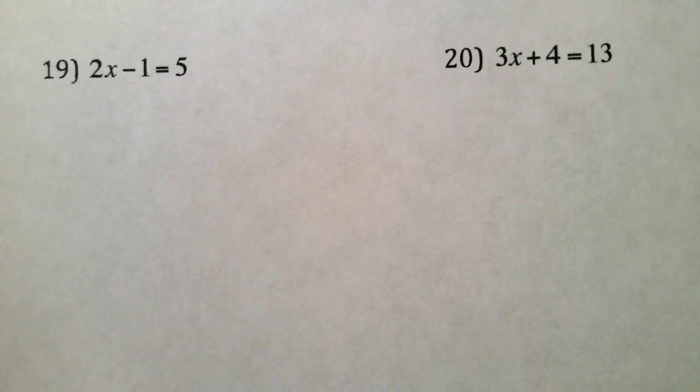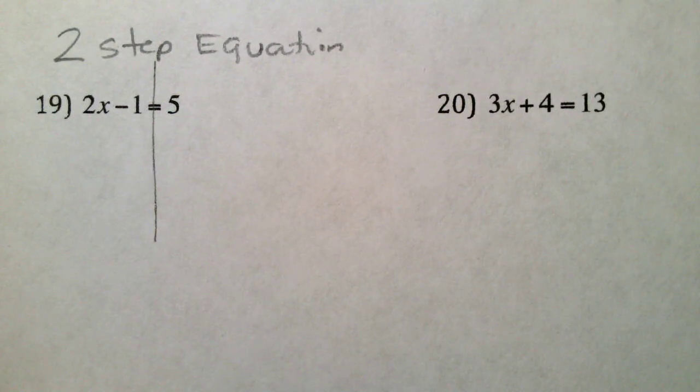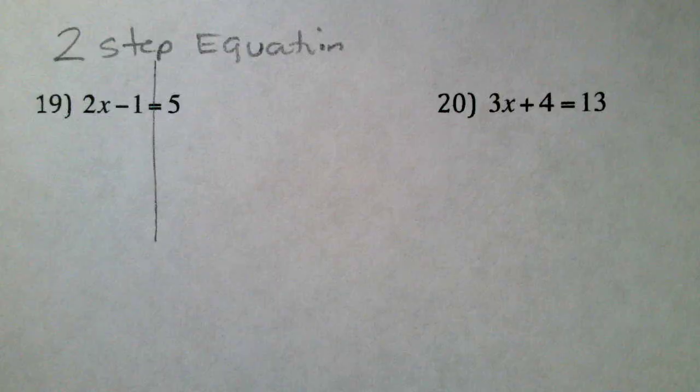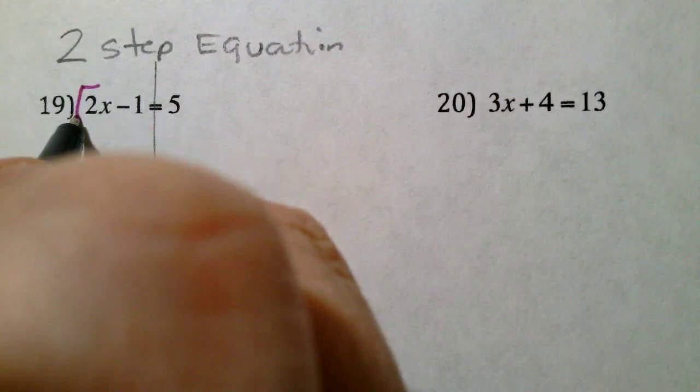All right, 6 more problems and we're done. Number 19, draw on the wall. This is what we call a two-step equation. Okay, bring that down. Two-step equation. The reason it's 2 steps is because first we have to isolate the variable. So let me pull out my little trusty color pen.